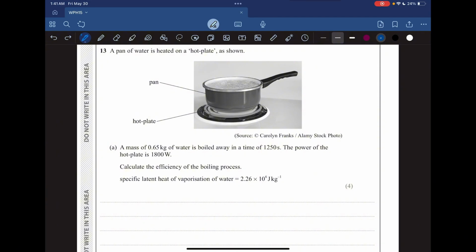A pan of water is heated on a hot plate as shown. A mass of 0.65 kg of water is boiled away in a time of 1250 seconds. The power of the hot plate is 1800 watt. Calculate the efficiency of the boiling process. They have given us the specific latent heat of vaporization of water, 2.26 × 10^6 joule per kilogram.